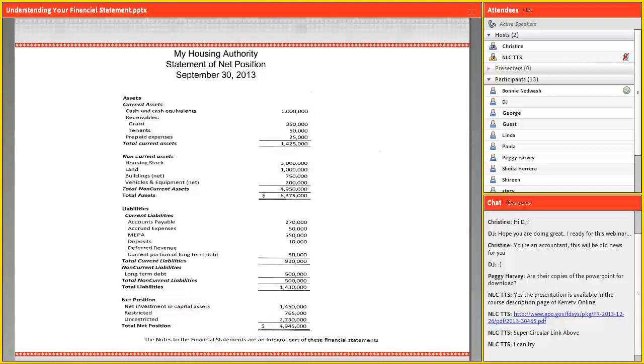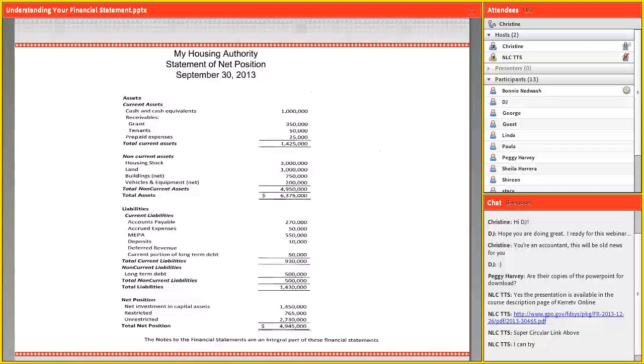Is anybody still awake? Oh, yay, somebody is. Okay. So that gives us our total non-current assets, and then our total assets are total current assets plus our non-current assets. Again, brain surgery here, people. Questions?